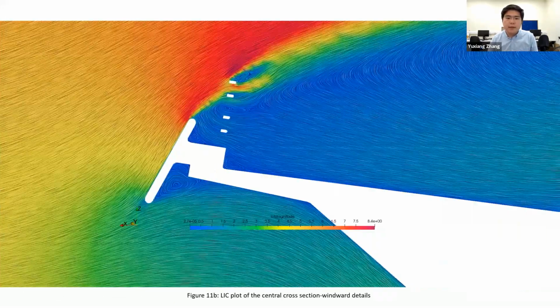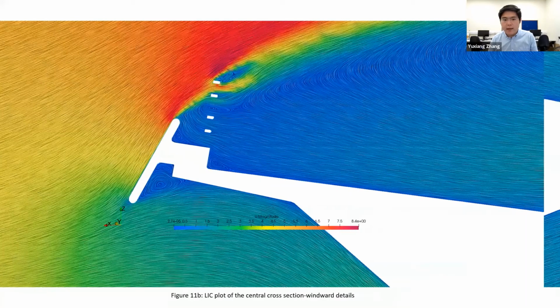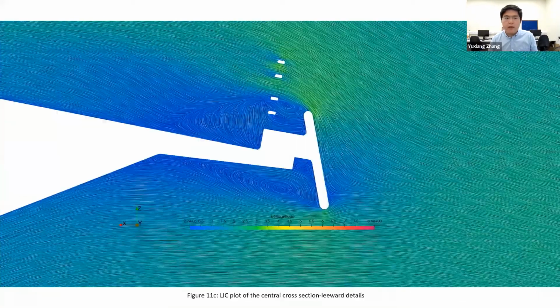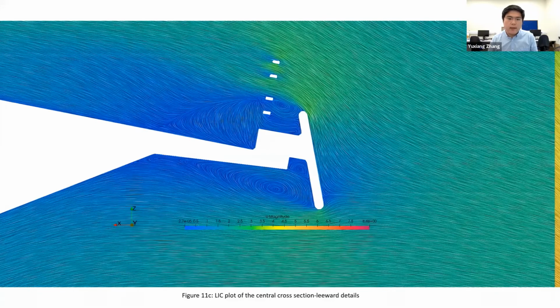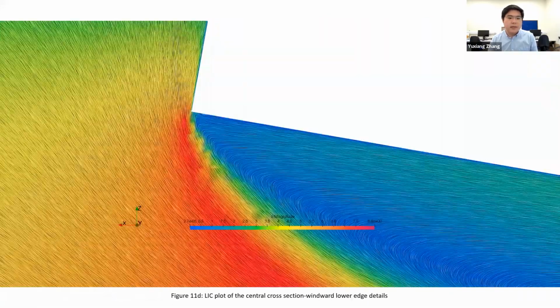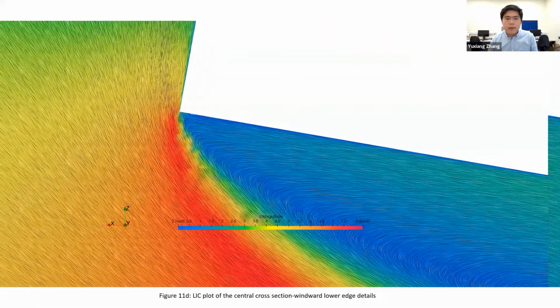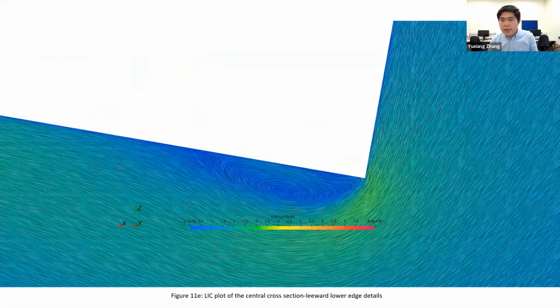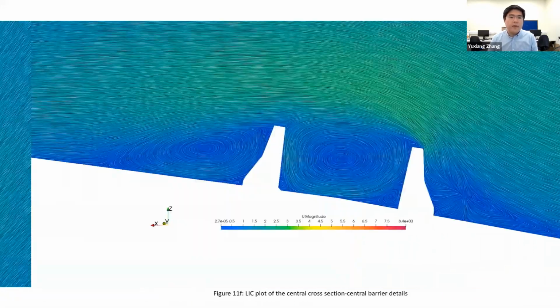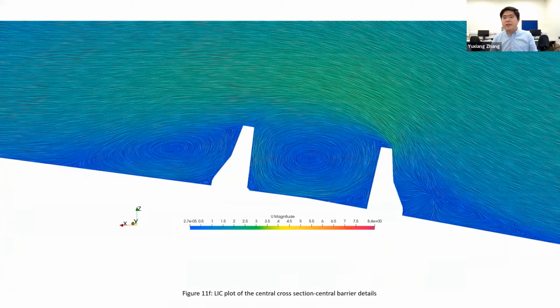This is the closer view of the upper windward side. And now the upper leeward. This is the lower windward. And this is lower leeward. And finally, this is the area around the central barrier.